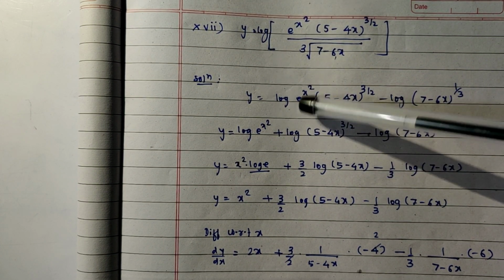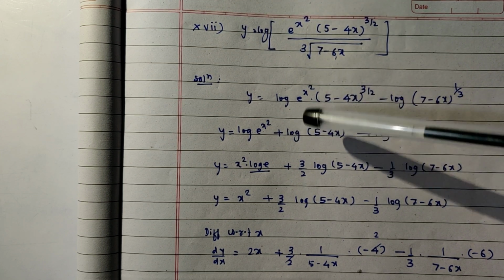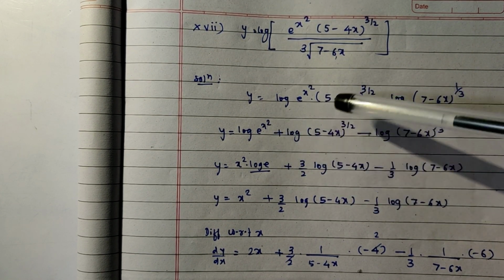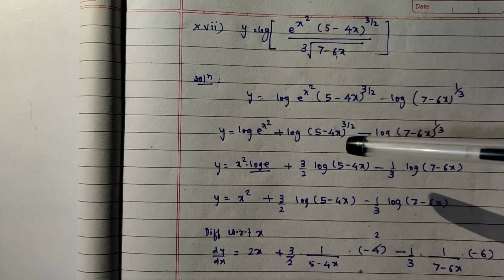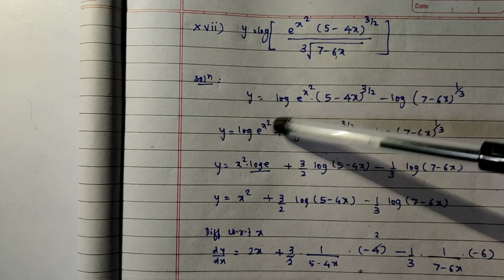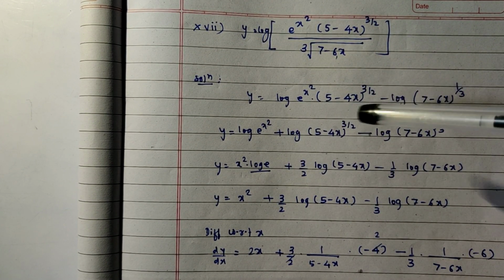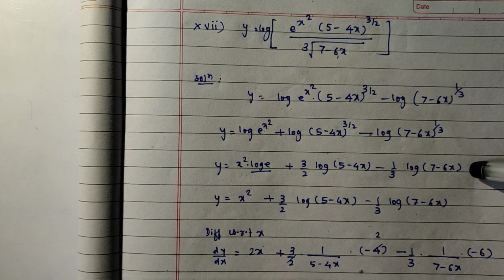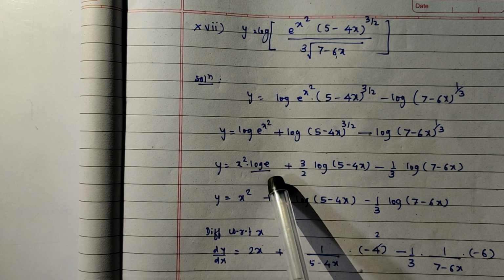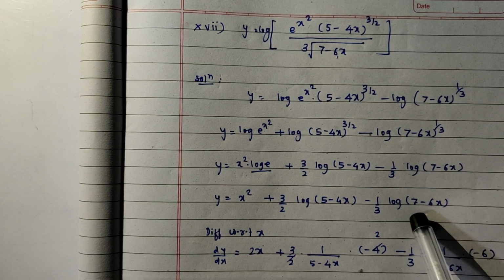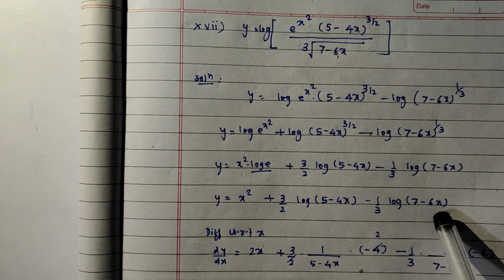Now this is log of m into n law, we use log m plus log n, that is log e raised to power x square plus log 5 minus 4x raised to power 3 by 2 minus this as it is. We use here log m raised to power n, that is x square into log e, 3 by 2 into log of 5 minus 4x, minus 1 by 3 into log of 7 minus 6x. Log e is 1, so therefore it will be x square only, 3 by 2 this as it is, and again minus 1 by 3 log of 7 minus 6x.